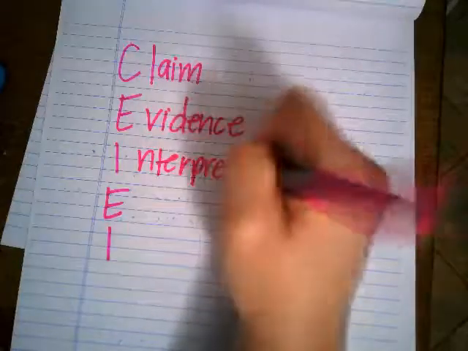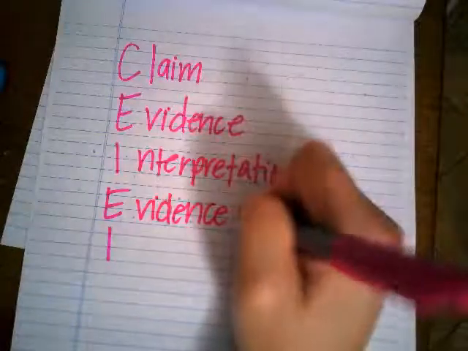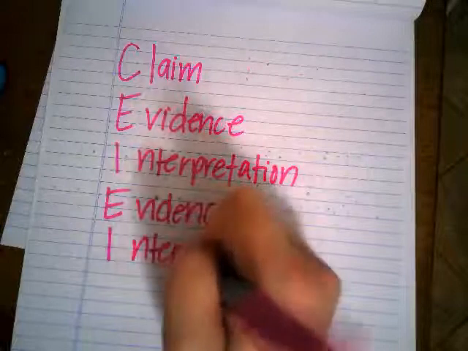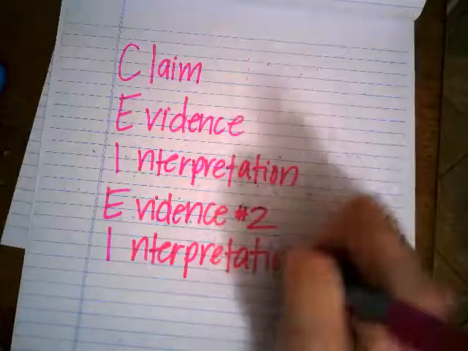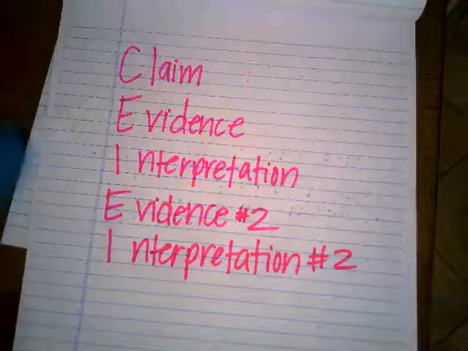Okay, guys, just a quick review of CEIEI before you write your Romeo and Juliet CEIEI. Now, the first thing we want to do is make sure we remember the parts. So we have CEI and then EI, and we know that C stands for claim, E stands for evidence, I stands for interpretation, and then we have evidence number 2, and interpretation number 2. If you think back to earlier in the semester, you'll remember that we looked at all of these pieces and we practiced writing these and reading these.